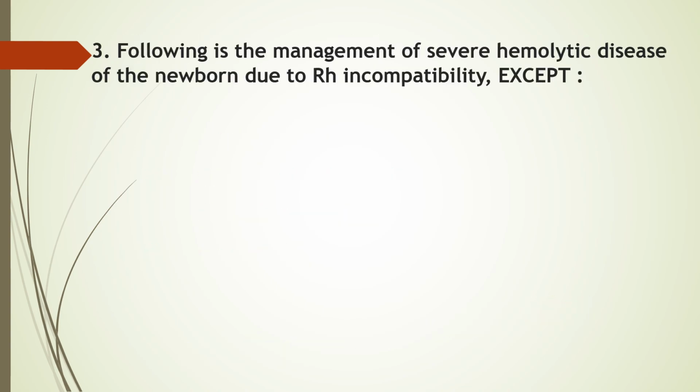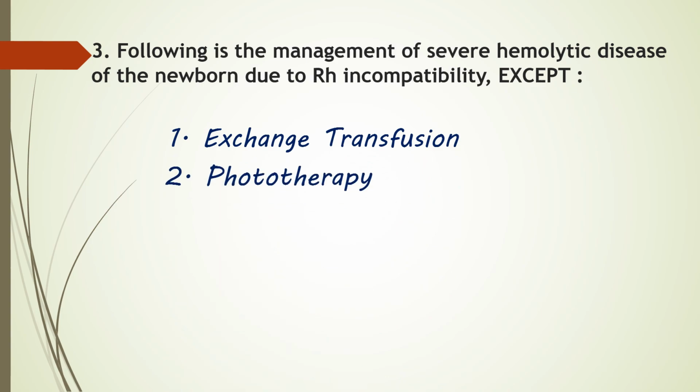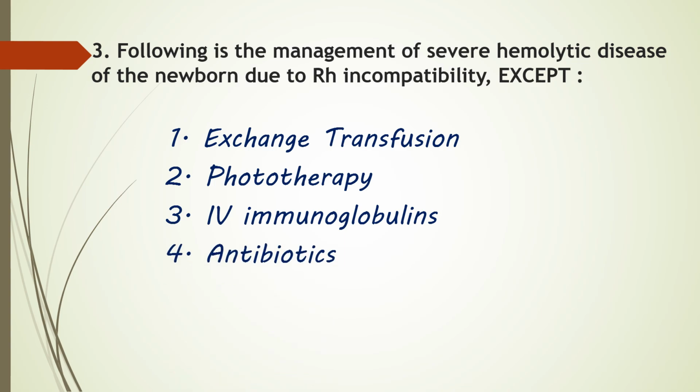Next question. Following is the management of severe hemolytic disease of the newborn due to RH incompatibility except. Options are exchange transfusion, phototherapy, IV immunoglobulins or antibiotic. The correct answer is option 4, antibiotics. Other options 1, 2 and 3 are associated with the treatment of RH incompatibility.